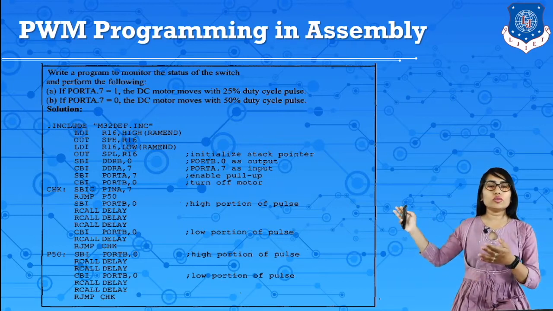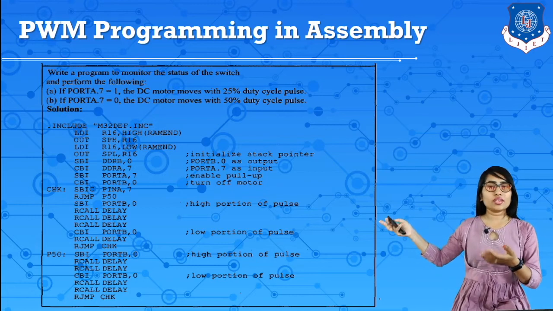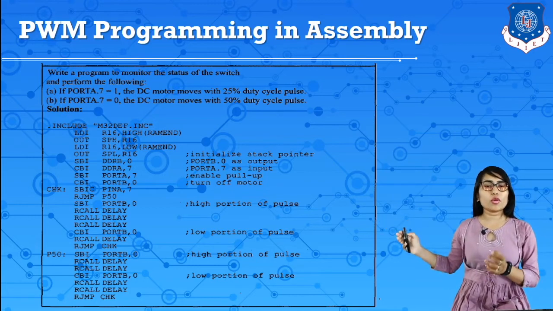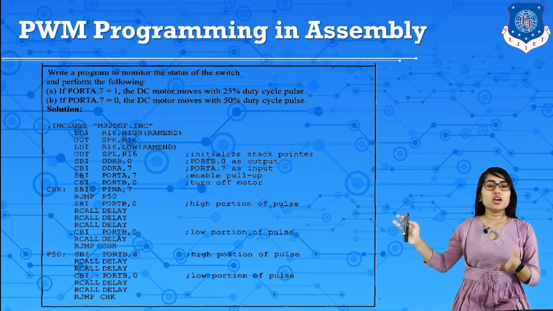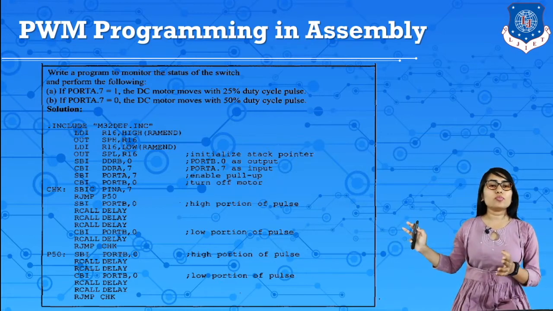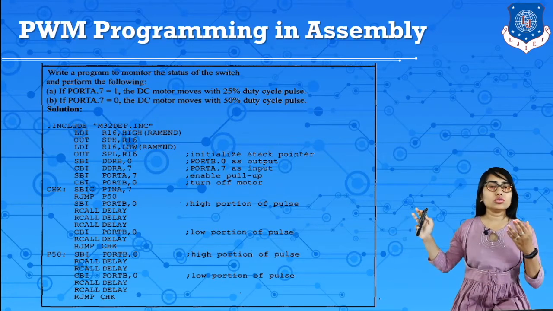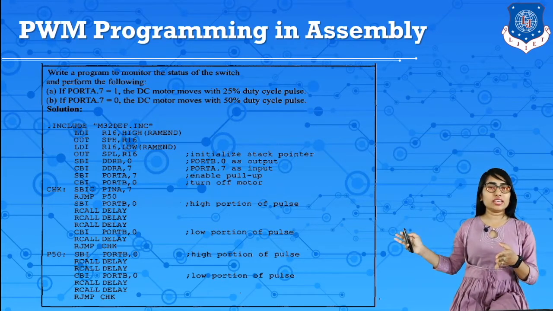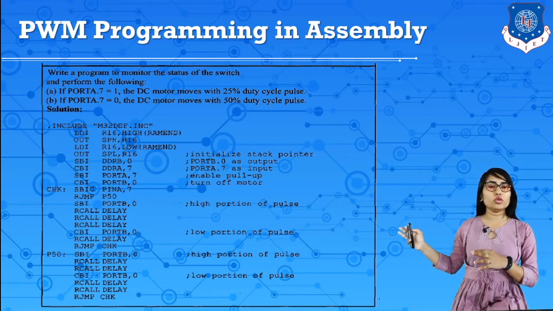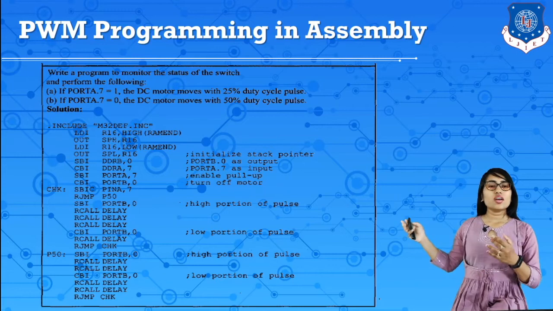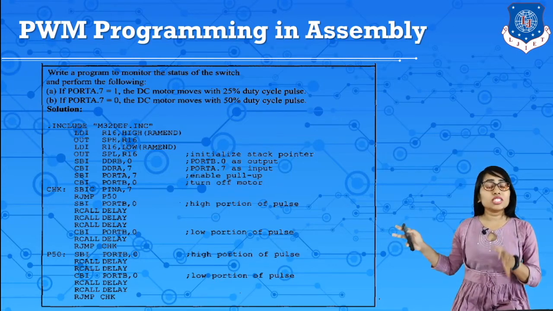First load the library, then initialize the stack pointer, then make PB.0 an output through the SBI instruction, then clear the bit of PA.7 to make it an input. Now set the bits, enable this and turn off the motor. Here we turn off the motor for initialization, then check whether the bit is set.